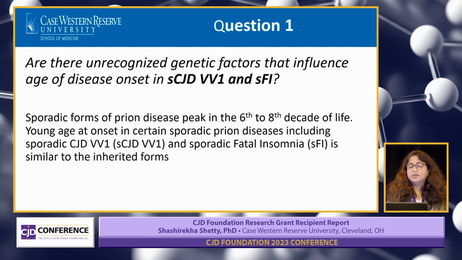So there are 2 questions. Why are these sporadic CJDs, like the VV1 subtype and sporadic fatal insomnia, showing early age onset? What that means is, when something shows up earlier, it's behaving like a genetic disease. Typically you're supposed to see this in the 60s or 80s, but you see onset in 30- or 40-year-old people. I even have a patient who's 13 years old, 1-3, not 30. So why is it happening?